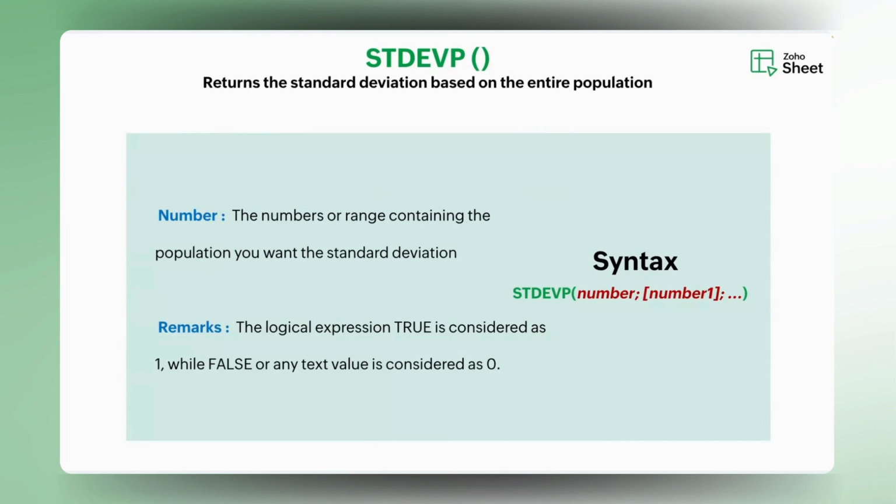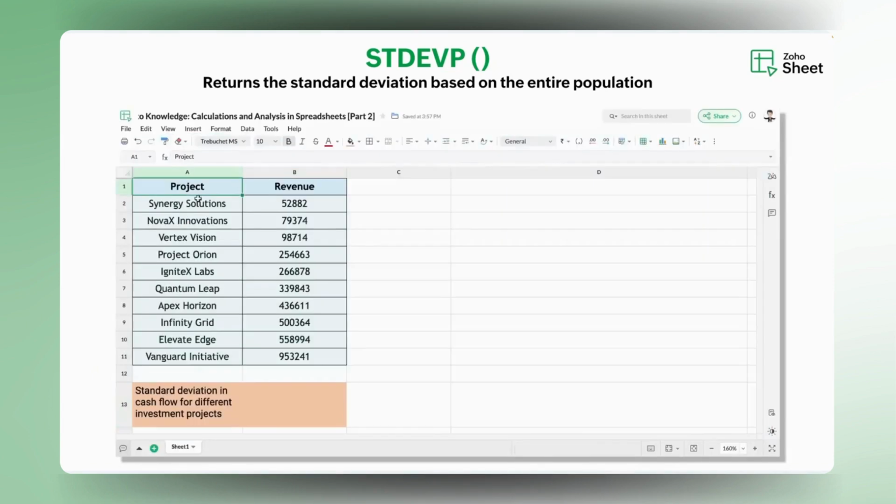The number represents the numbers or range containing the population data you want the standard deviation for. And logical expressions like TRUE are treated as 1, while FALSE or text values are treated as 0 in calculations. This can be useful if you're dealing with data that includes logical tests or Boolean values. Let me walk through an example using some sample data.